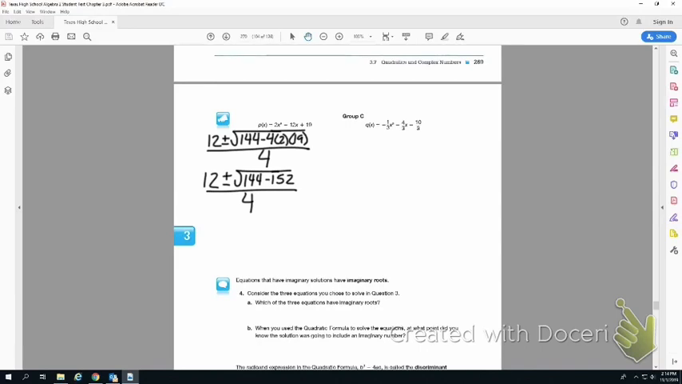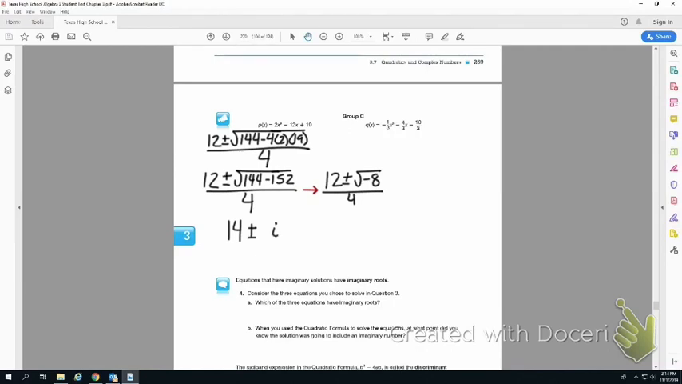144 minus 152 is what? Negative 8. So there's my negative number underneath the radical. So I now need to simplify that. So I take the negative, I pull it out, and it becomes what? Positive. No, it doesn't. Sorry. That's what I get for listening to you. I take the negative out of the radical, and it becomes what? i.